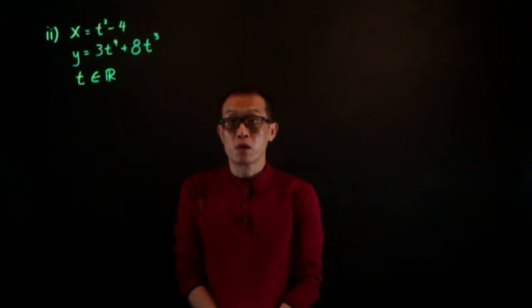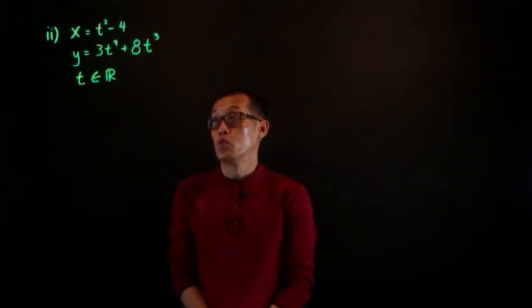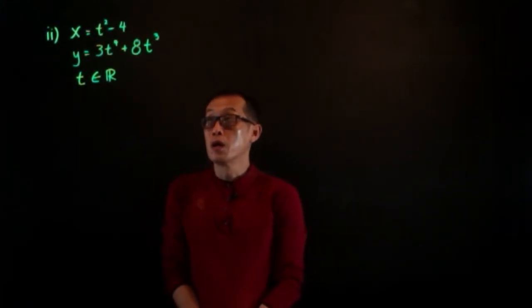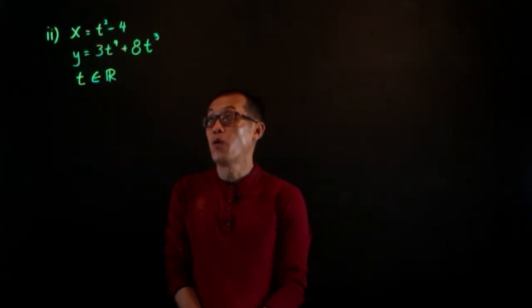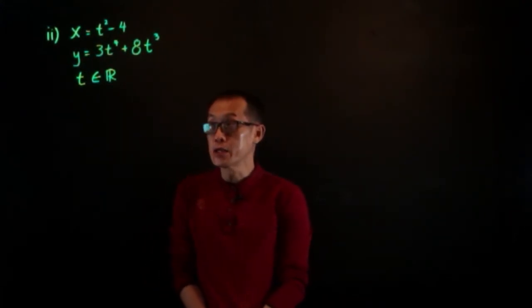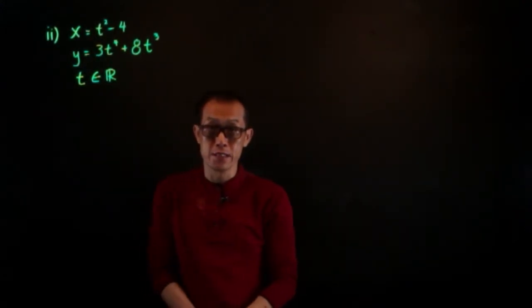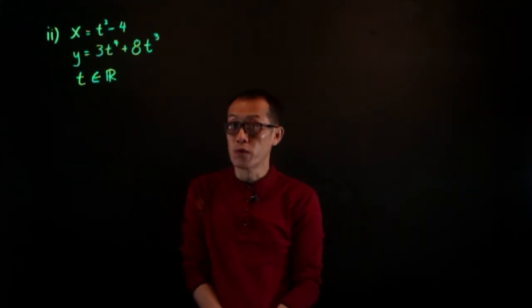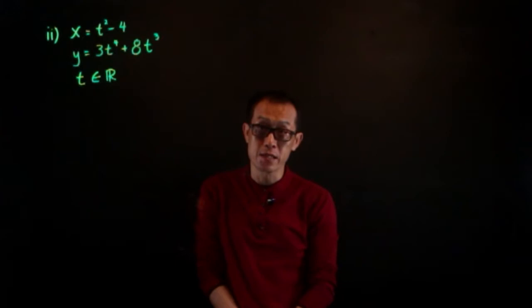You have come to question 3 part 2. Now you are given a parametric equation: x equals t squared minus 4 and y equals 3t to the power of 4 plus 8t cubed, such that t is greater than 0. You are asked to provide a sketch and also express it in the form of a Cartesian equation.